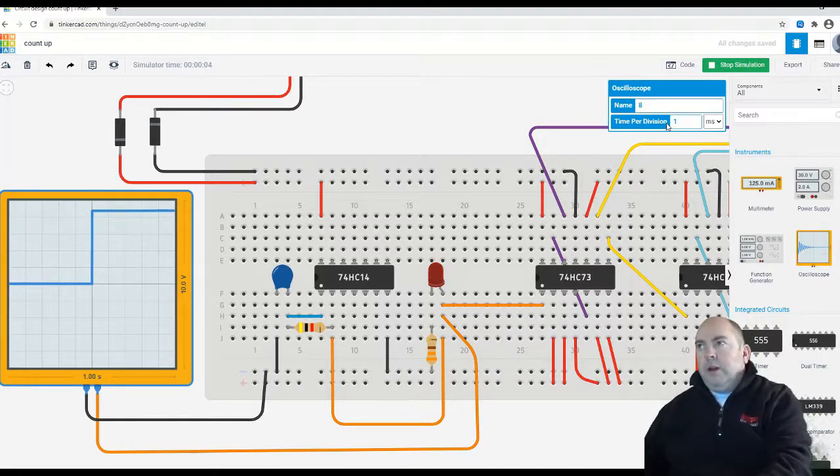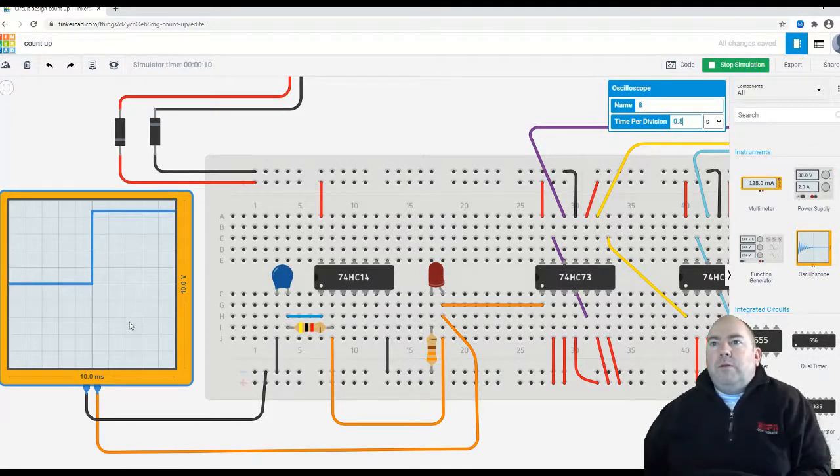Let's call this 1 second per division. Let's call it 0.5 seconds per division on the oscilloscope. Let's see what kind of a waveform we actually get here. So this will help us actually measure the frequency. We could calculate this as well, but this is what the oscilloscope is for. So 0.5 seconds per division.